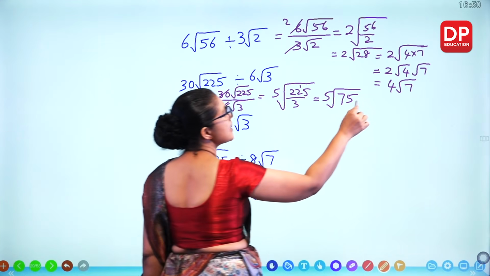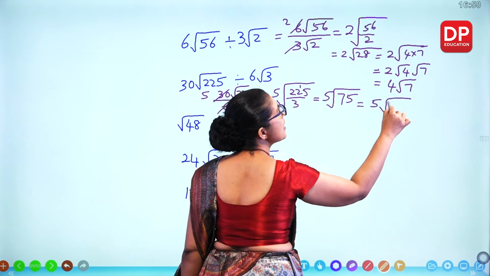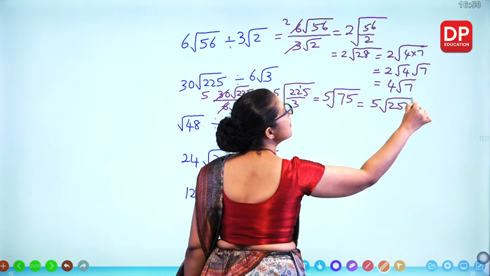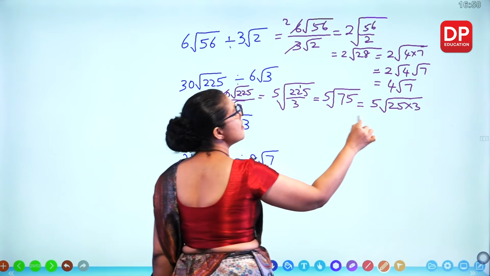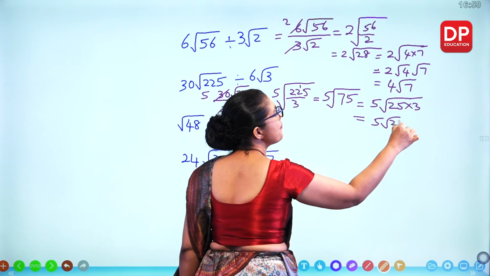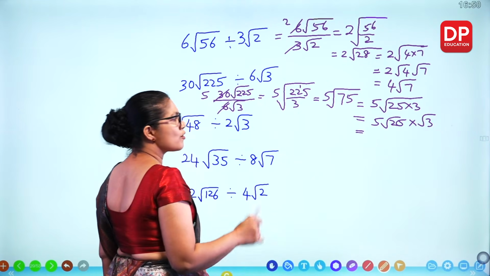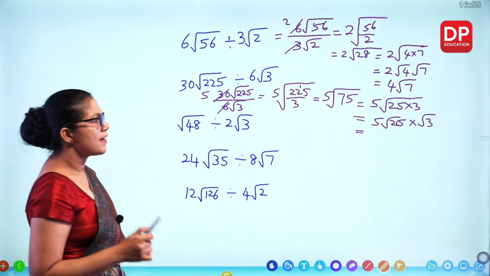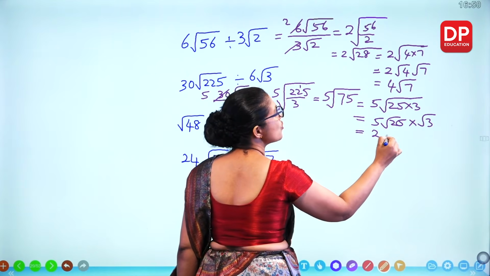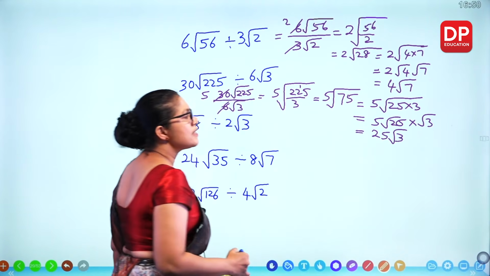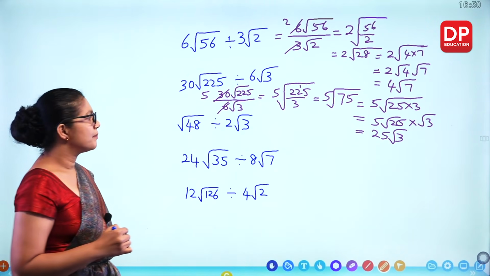I can write this as 25 times 3. Then write it separately and simplify. Square root of 25 is 5. 5 times 5, 25. So you get 25 root 3.